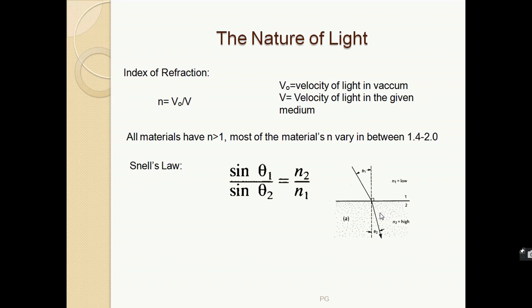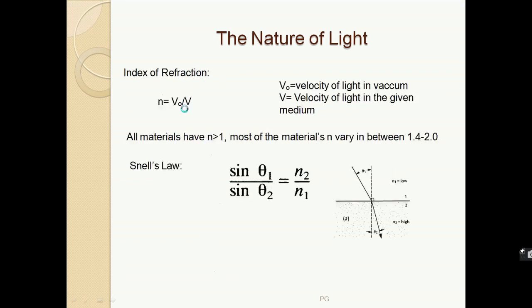So how much is the light bent when it travels from one medium to the other? To describe this, Snell's law is very useful. Like here, sin θ1 / sin θ2 = n2 / n1. Here θ1 is the incident angle and θ2 is the refracted angle. n1 is the RI of this medium and n2 is the RI of this medium.